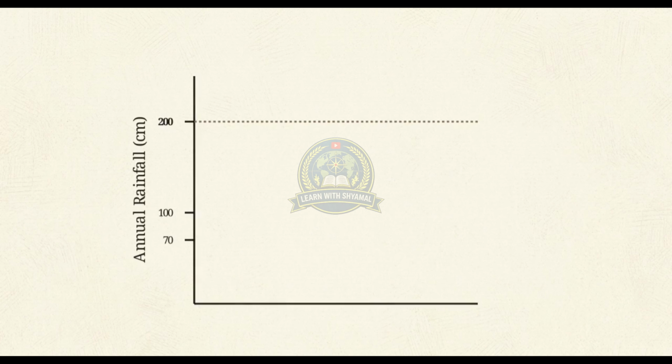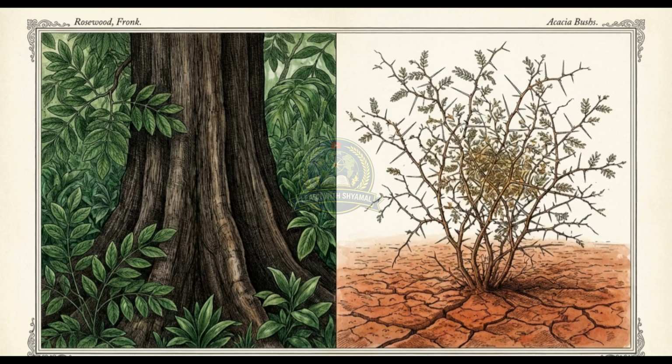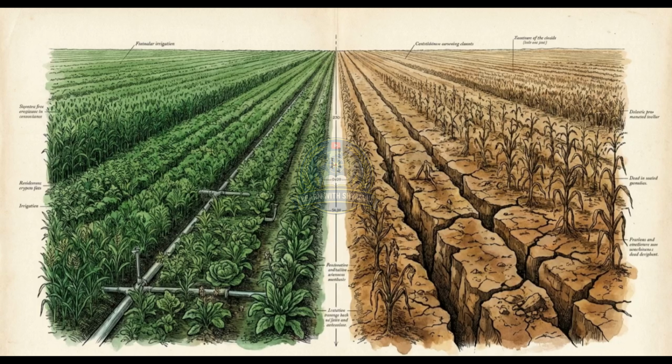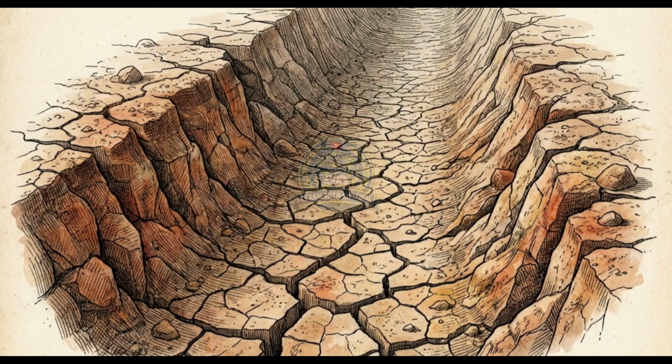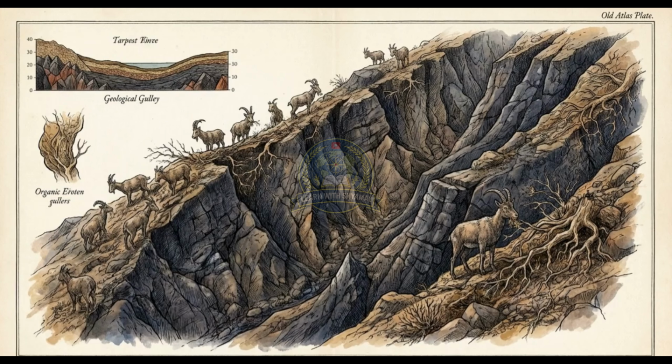The same logic applies to biology. Matching a vegetation belt to its exact rainfall threshold instantly identifies its representative species. Above 200 centimeters yields rosewood, below 70 centimeters yields acacia. But this matrix is highly vulnerable to human variables. Over-extraction causes severe water table decline. Over-irrigation creates waterlogging and salinity. Unregulated grazing strips away the vegetation.